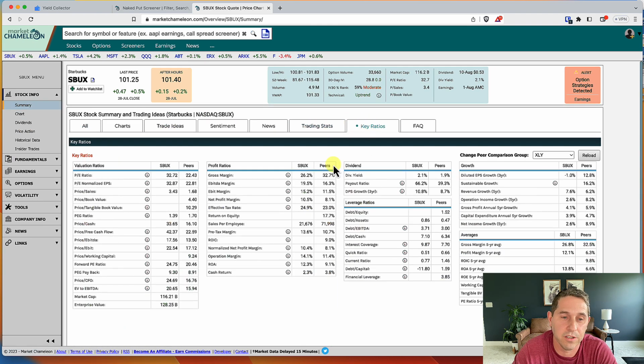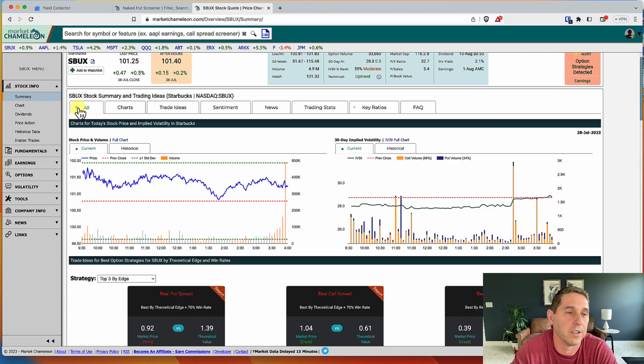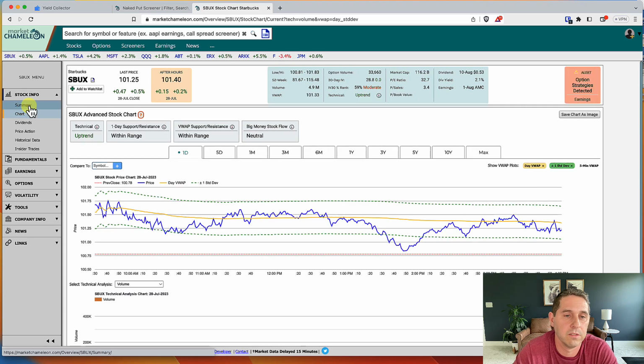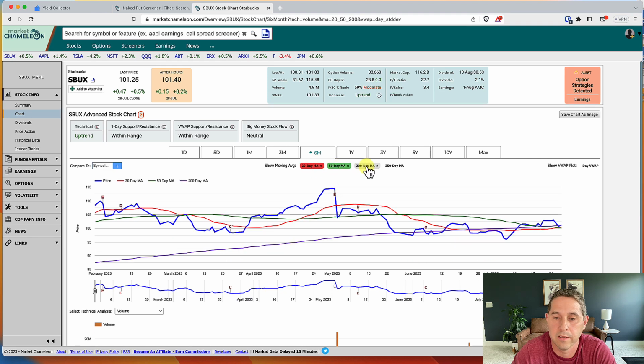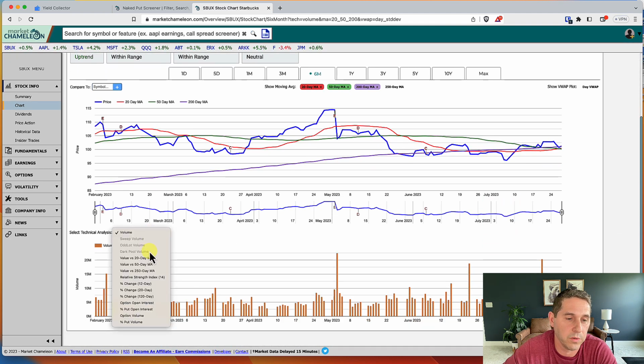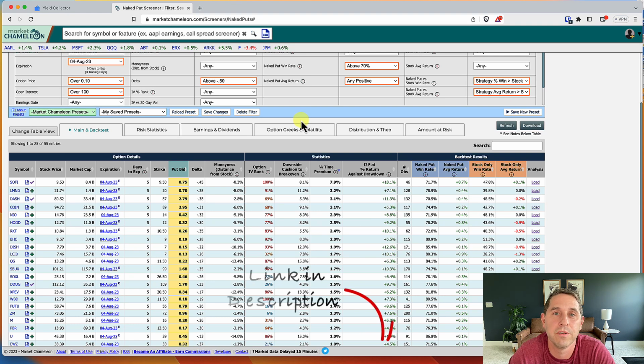Trading stats and key ratios is very cool because under key ratios you can compare it to the peers, which is super helpful. So you can see at a glance if the company is good or not, or you can just go to charts and look at like 6 month and do a 20 day, 50 day, 200 day, whatever, so you can see how it's actually doing. And over here, switch it to like RSI, so you can see the RSI value. And yeah, that's how you could find put selling opportunities in Market Chameleon.